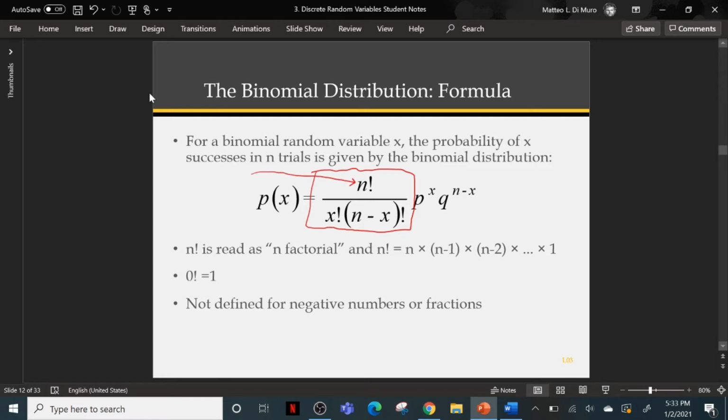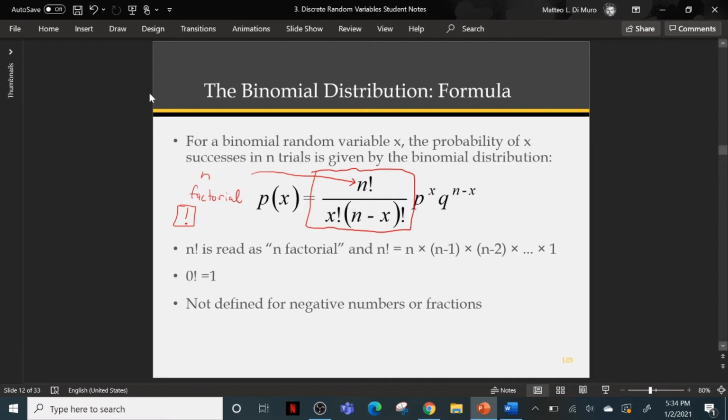This is pronounced n factorial. And if you look on your calculator, if you have a scientific calculator, you should have a button that has the factorial symbol. So it's an exclamation mark. It's not like I'm saying n, it's n factorial.